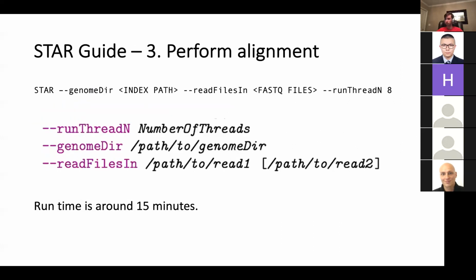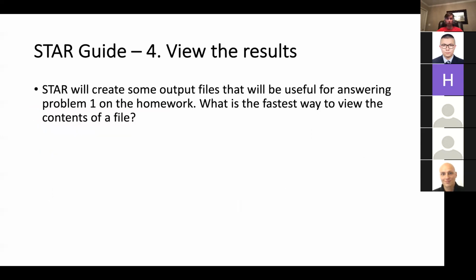Okay, so Step 4 is to view the results. STAR creates output files that will be useful for answering problem 1 in the homework, which I think just asks you to say what percent of reads are mappable and which percent of reads are unmappable. So I have a question for you guys. Suppose I have a text file. What's the easiest way to view the contents of that file on Canon? Can anybody give me the command?